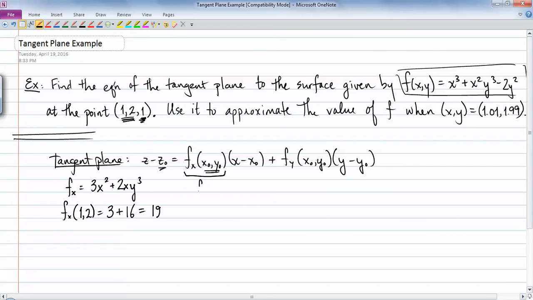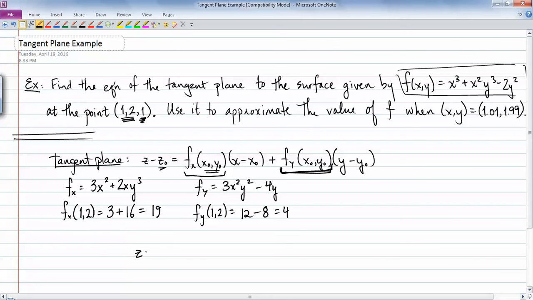And then let's figure out f sub y. f sub y is going to be 3x squared y squared minus 4y. So f sub y at the point (1, 2) is going to be 3 times 4, 12 there, minus 8. So that'll be 4. So then this guy right here is going to end up being 4. And that's all we need. So we just plug in now.